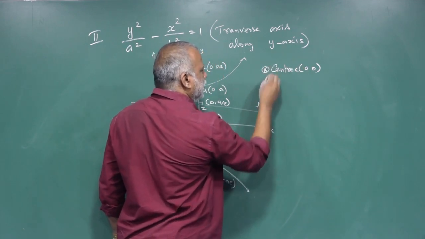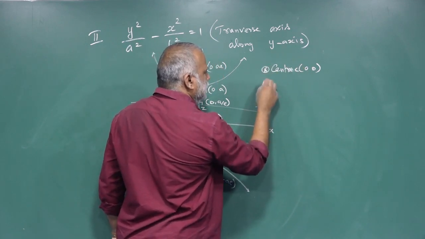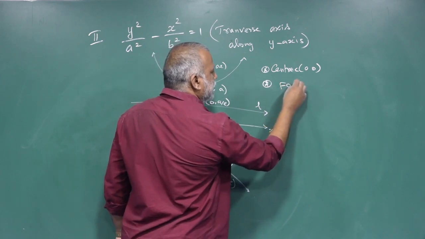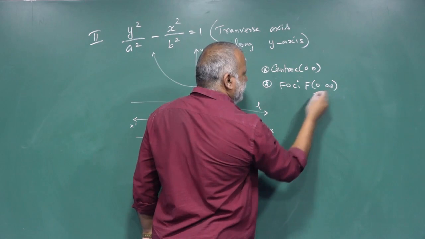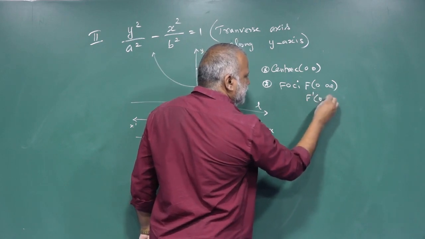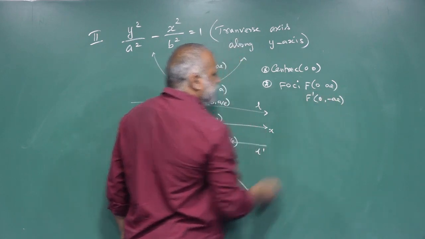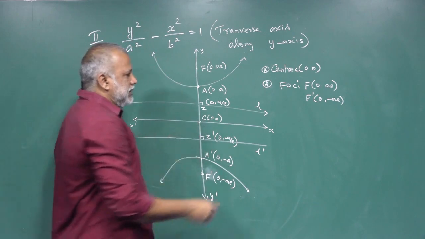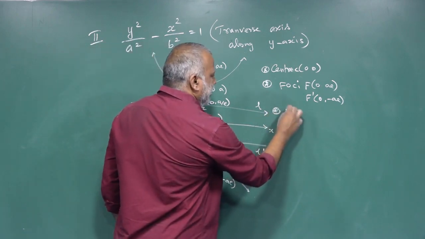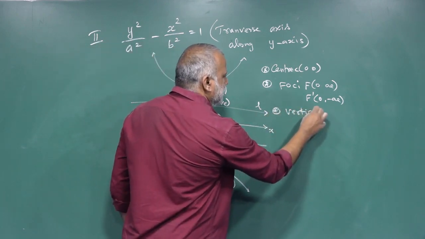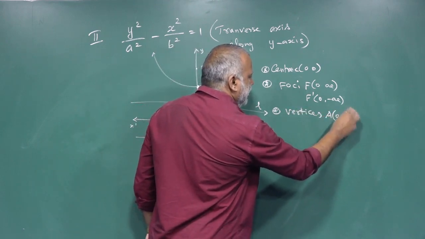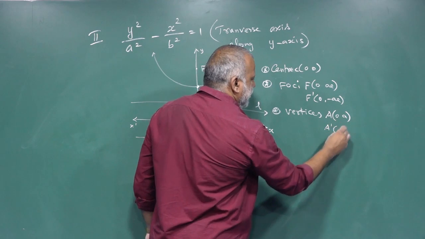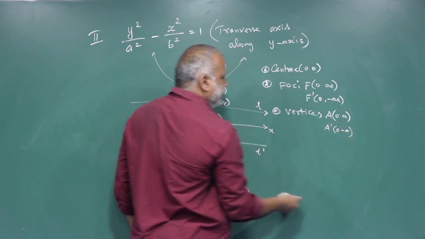This is result number 1. Number 2 result, foci F 0, AE, F dash 0, minus AE. This is the foci. Now result number 3, vertices. Result number 3, vertices A 0, A dash 0, minus A.